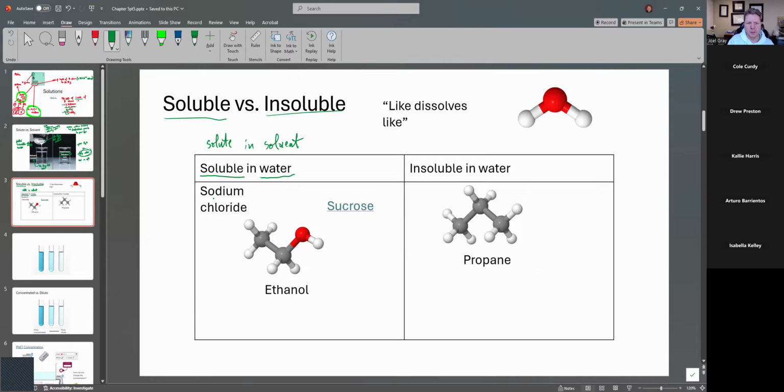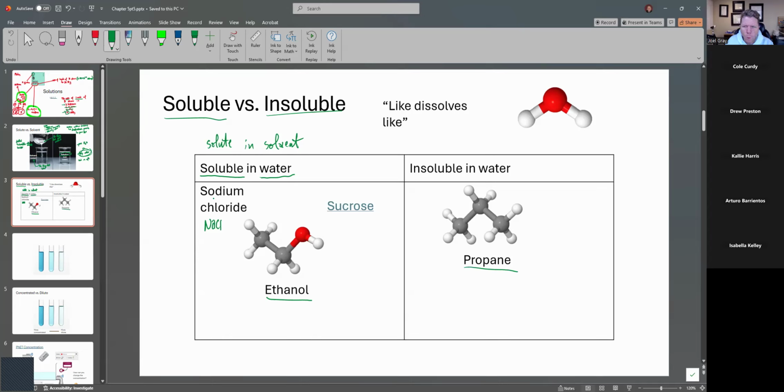Sodium chloride, also known as NaCl, is an ionic compound that will go into solution very well. Ethanol is also something that is soluble in water. Sucrose, a sugar, is soluble in water. Now, something that is insoluble in water would be something like propane.